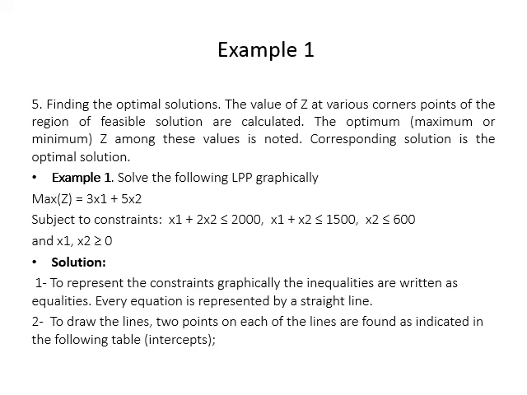Now, step 1: convert the constraints into equations. What that means is constraint 1 will equal x1 plus 2x2 equal 2000, and x1 plus x2 equal 1100, and x2 equal 600. Three constraints.